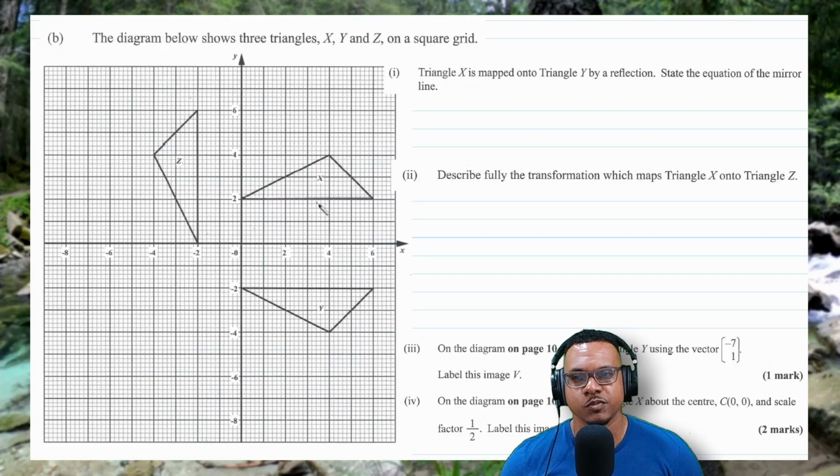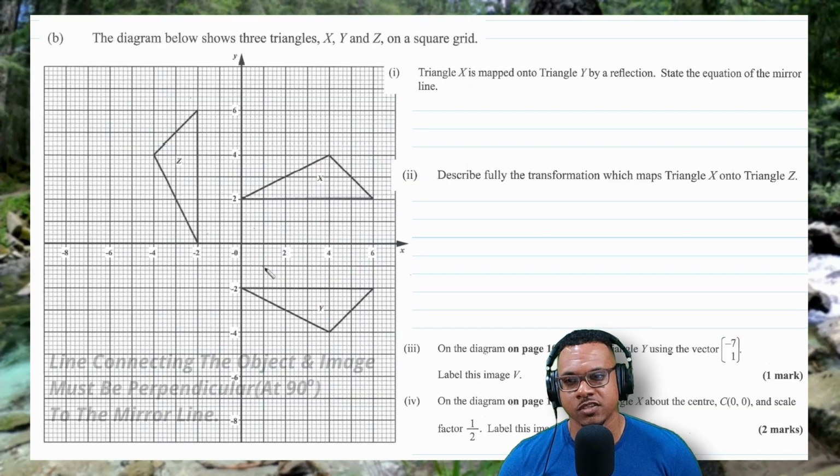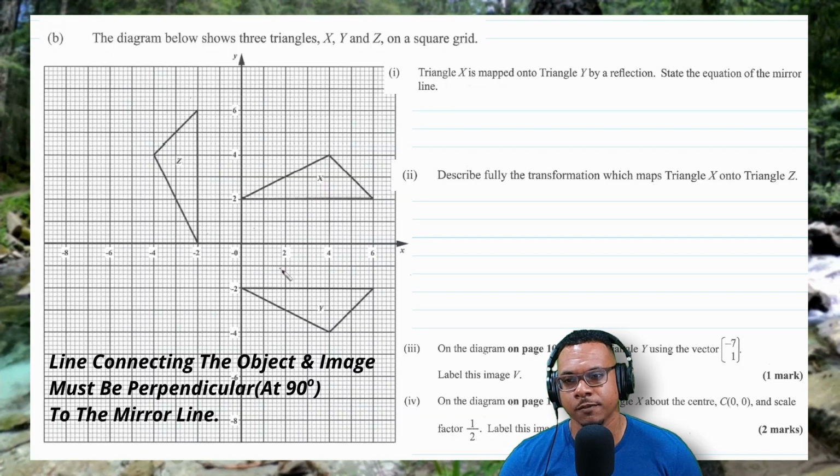Alright, so remember the distance between the object and the mirror line must be the same as the distance between the image and the mirror line. So you just need to find the halfway point between X and Y. So let's count from this line here. We have 1, 2, 3, 4 blocks. So the halfway point will be 2 blocks, right? So 1, 2.